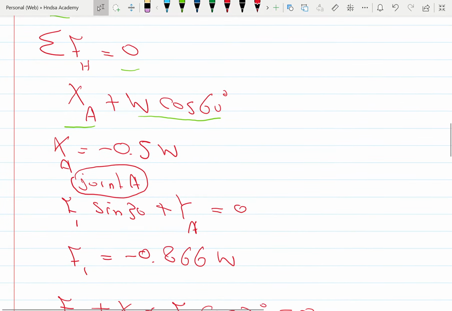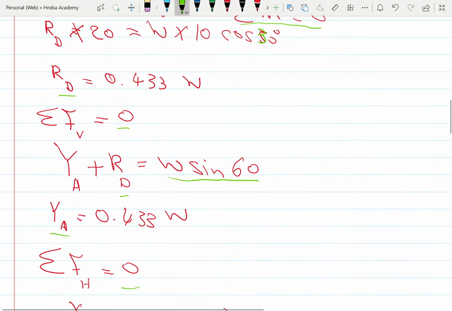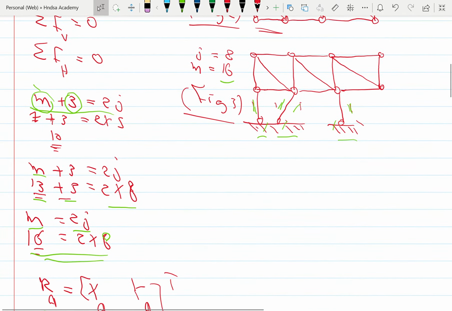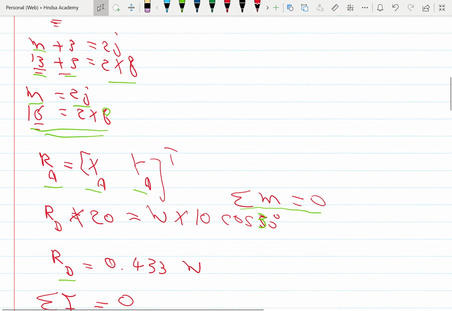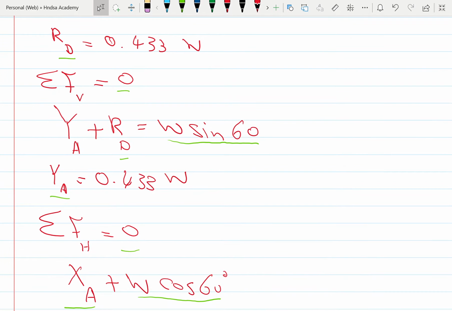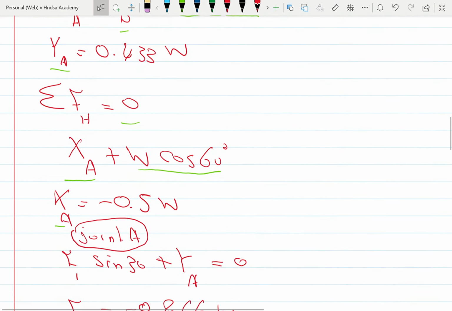So we found XA here. This is the 3rd component of the reaction we are looking for. After we do that, this is our 3 in the equation we just said. We found the 3 reactions. Now we need to find m. We have 7 members. In each member we have 2 forces. We need to find that, and in some members we have more than 2 forces because we need to find the horizontal and vertical components. But we will show you that here.